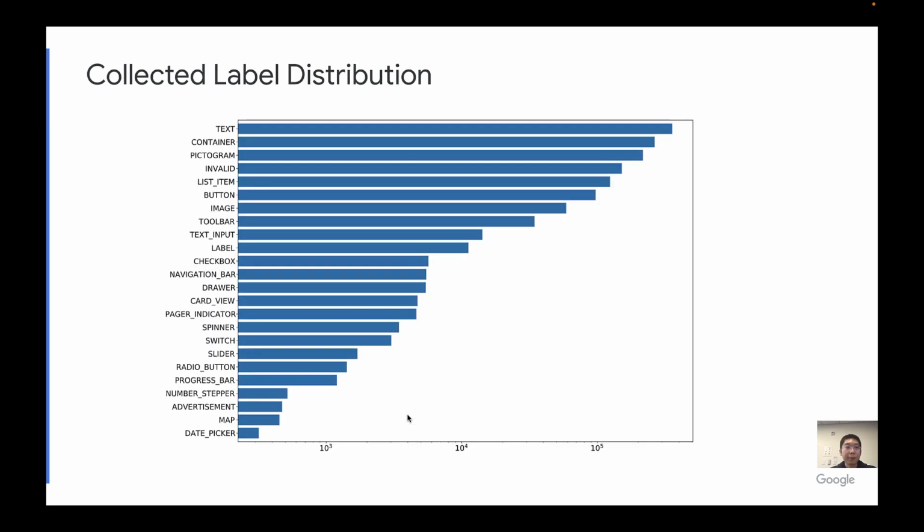Here shows the collected label distribution. The common object types include text, container, pictogram, and also invalid objects. The rare types include date picker and map.